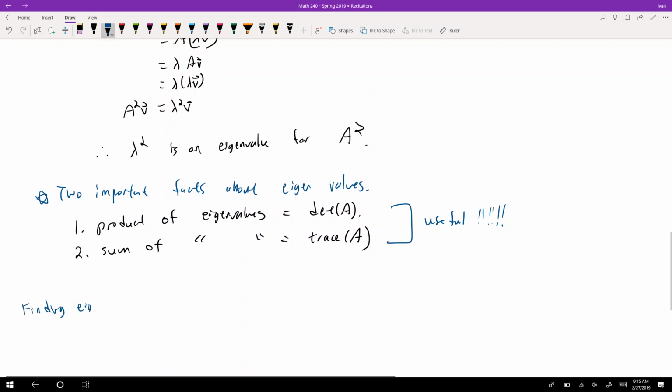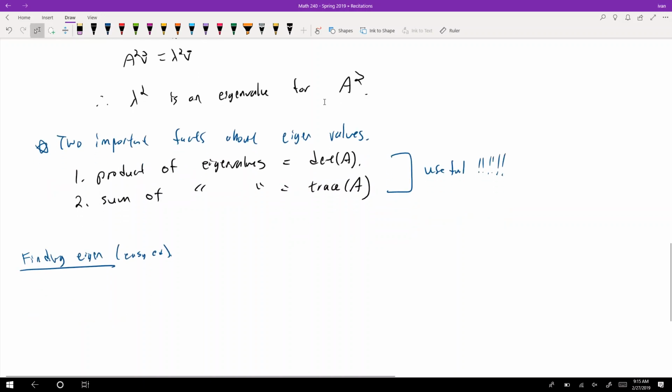Okay. So let's just talk about finding eigenvalues and eigenvectors. I'm just going to label it finding eigen. So this is an easy example, and we'll actually get to one that's very computationally tedious in a little bit. So here it is: 2, 0, 0, 1, 3, negative 2, 1, 4, negative 3.